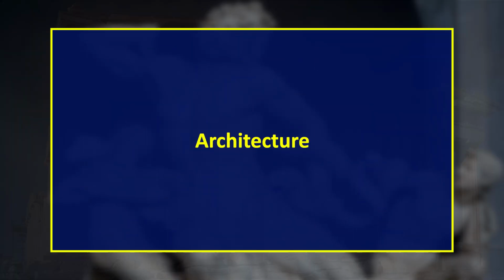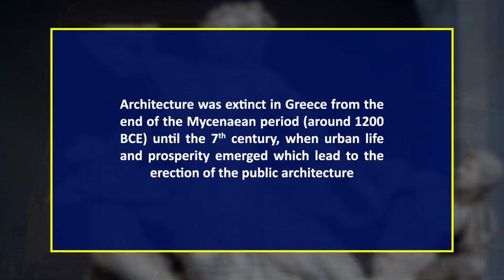Now coming to another aspect of art and architecture which was prevalent in ancient Greece, we will be looking at the different architectural forms. Architecture was extant in Greece from the end of the Mycenaean period until the 7th century when urban life and prosperity emerged, which led to the erection of public architecture.